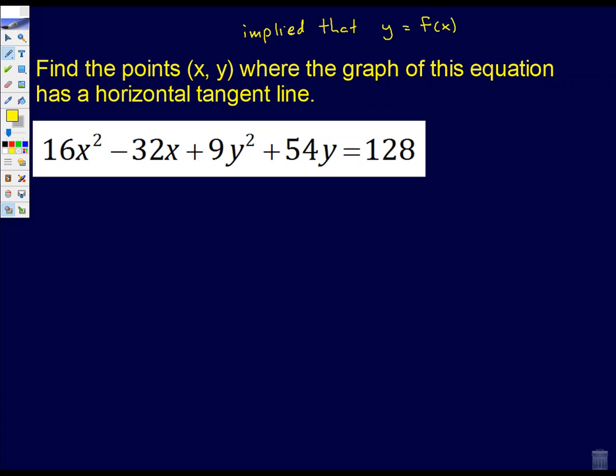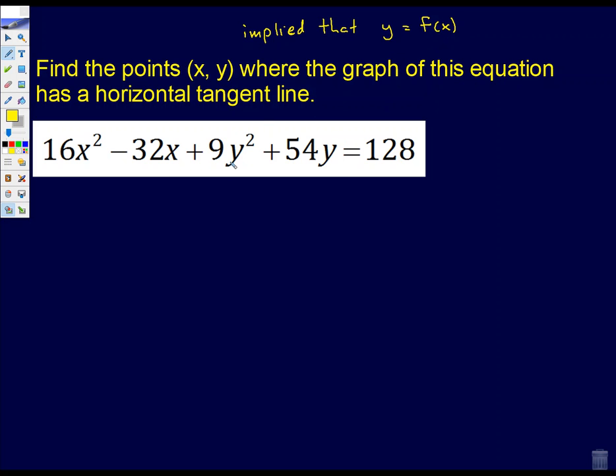In some cases, it's standing for multiple functions because the equation you have does not draw what we would call a function that would pass the vertical line test. You might have to break the graph up into multiple parts, and each part would pass the vertical line test. But in implicit differentiation, we don't have to know that. We just have to treat the variable y as if it were a function.